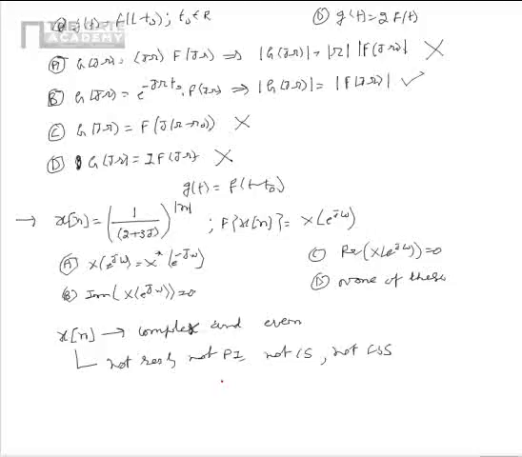From this, we can say that the given x of n doesn't satisfy the conditions in option A, option B, and option C, because these conditions are typically satisfied for the cases when x of n is either purely real or purely imaginary, or conjugate symmetric or conjugate skew symmetric. From this, we can say that option D is the correct option.